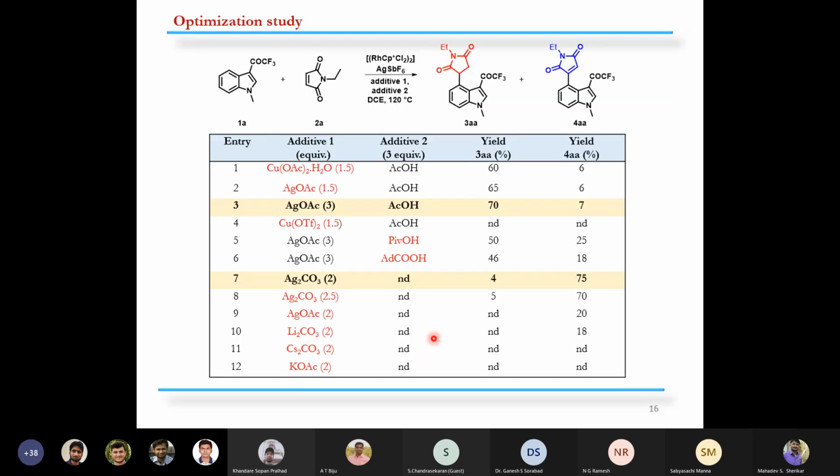So with this idea, we started our optimization reaction with the indole bearing COCF3 as a directing group and maleimide under rhodium catalyst, and we screened various oxidants, additives and different solvents. Finally, we got 70% hydroarylated product when we used silver acetate and acetic acid as additives. Importantly, on changing the additives from acidic to basic, using silver carbonate, we got 75% Heck type product at the C4 position of indole. So in short, just by switching the additives, we get two different products.